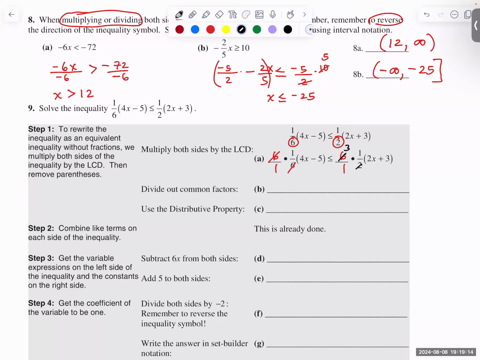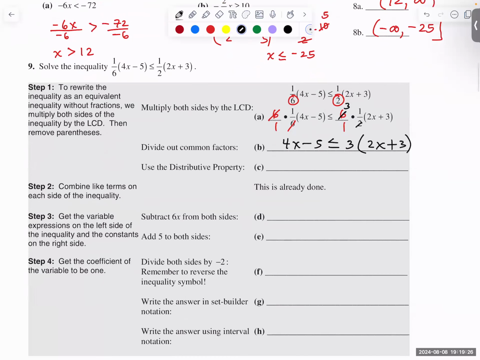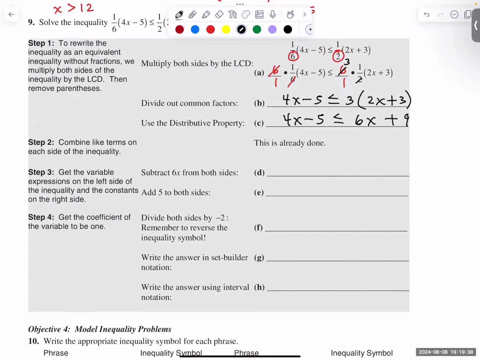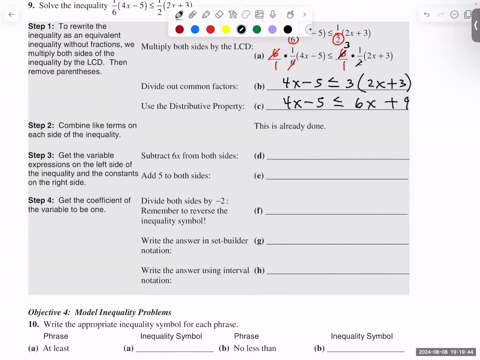So then we have 4x minus 5 is less than or equal to 3 times 2x plus 3. Distribute the 3 on the right side. So 4x minus 5 is less than or equal to 6x plus 9. Combine any like terms if there are any on each side. Step 3. To get the variable terms on one side, the left side or the right side, in this case, we could subtract 6x from both sides of the inequality.